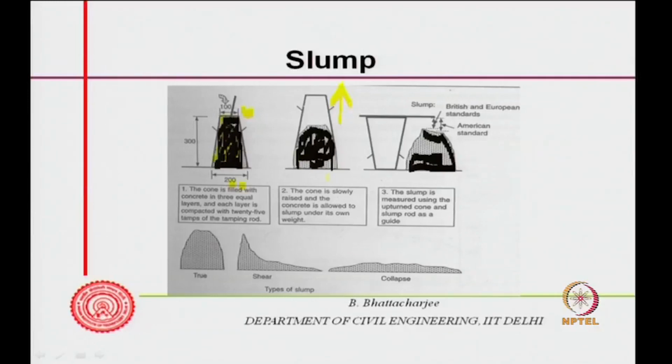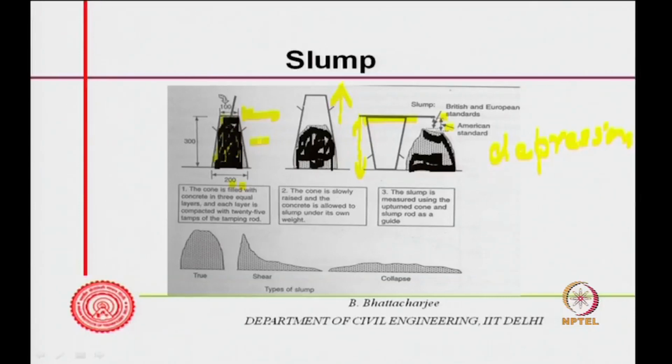Now, concrete attains some kind of a shape like this after lifting up. Now, this difference from the top is the British and European standard, which tells you the slump. American standard takes the bottommost one, and one can take an average. So, original height minus the depression is what you are interested in. Depression from this level, how much is the depression, that is called the slump.